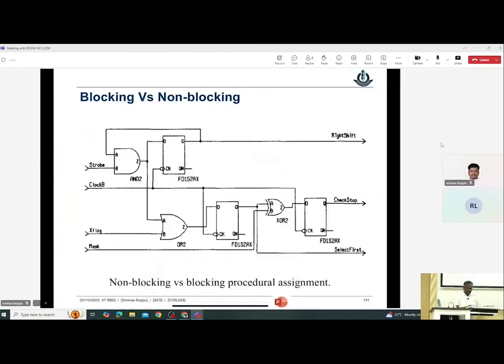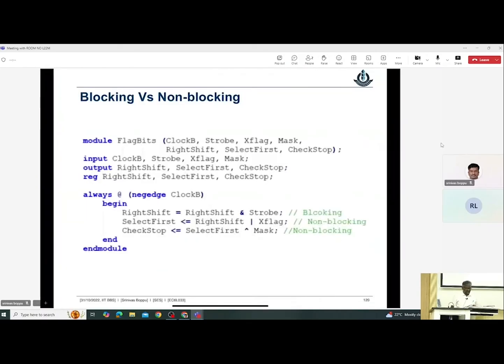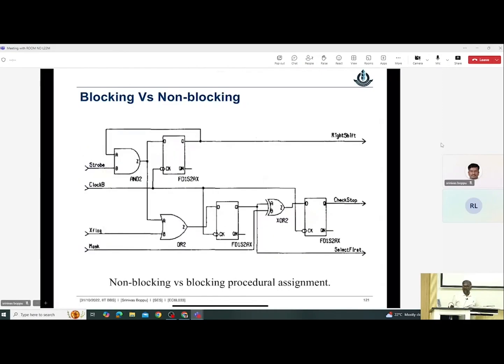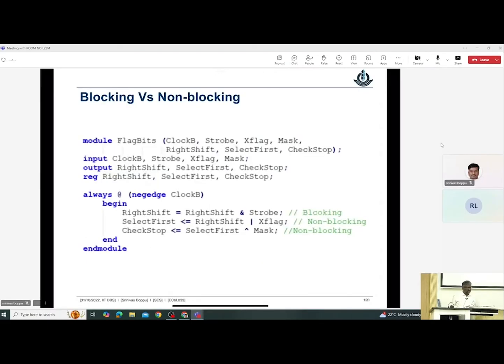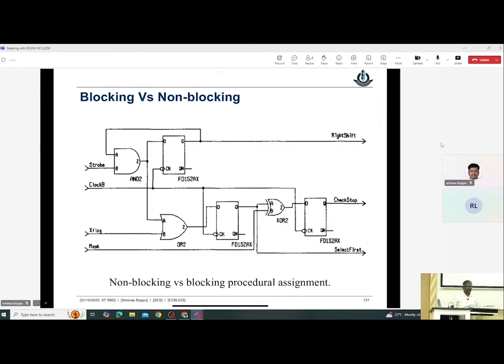The touch does not respond. Okay. Now where is the right shift? Which value of right shift you used? Here the select first is okay, right shift is there. First of all, ask this question: how many flip flops will we have? 3. Do we have 3? Good. One is for the right shift, one is for the check stop, and one is for the select first. Now the right shift logic is nothing but an AND gate of strobe and right shift. So we have to update the value. That is what we should have.